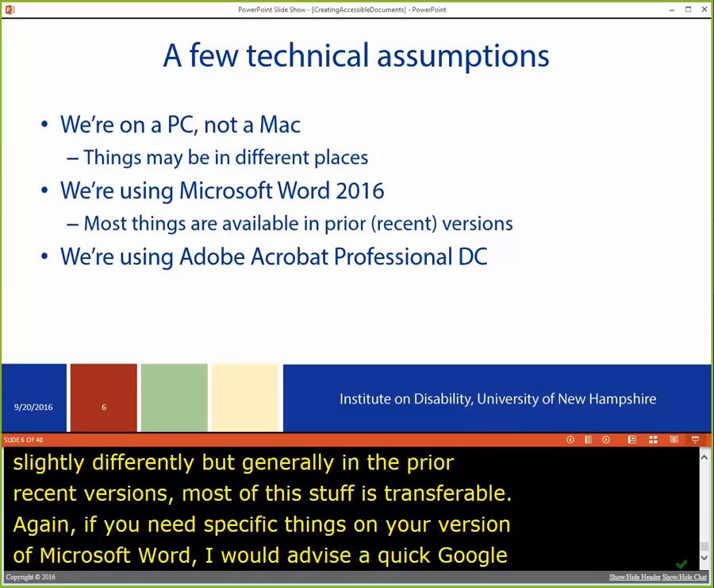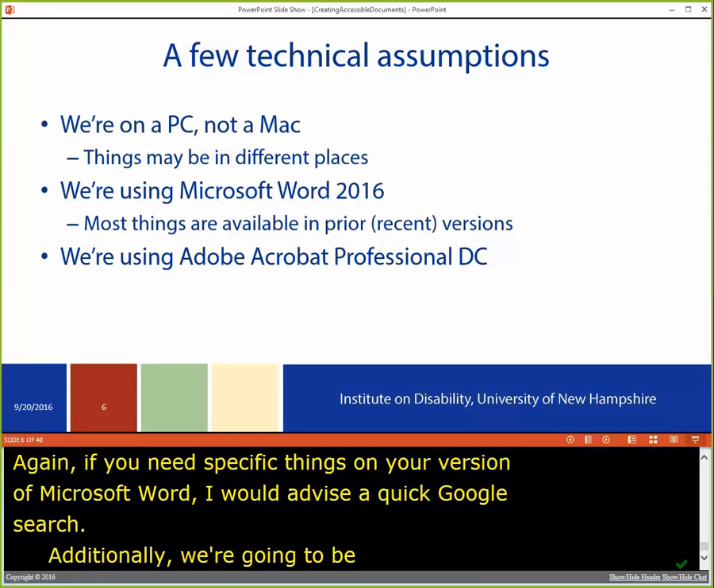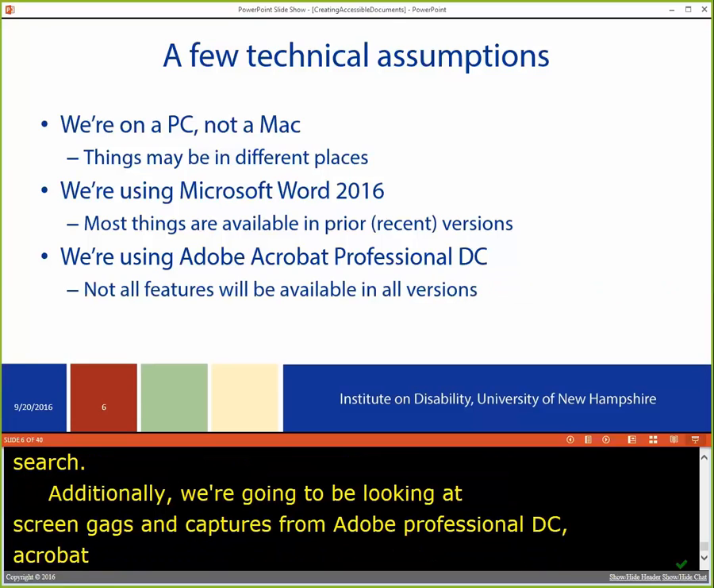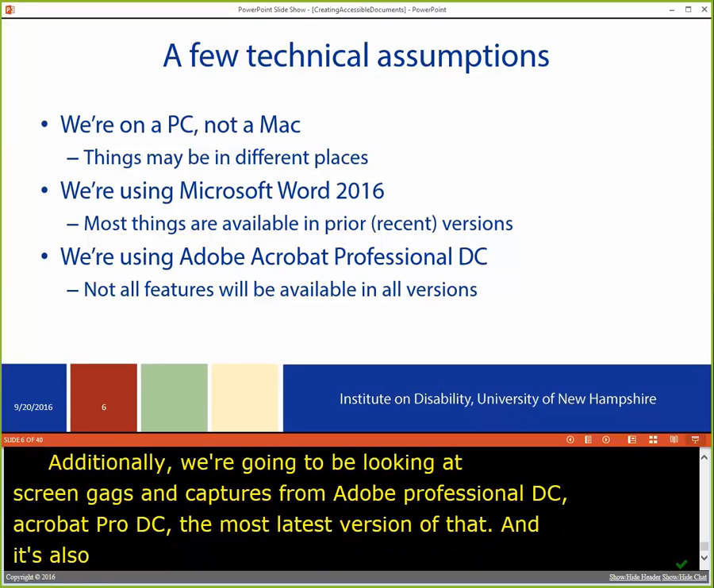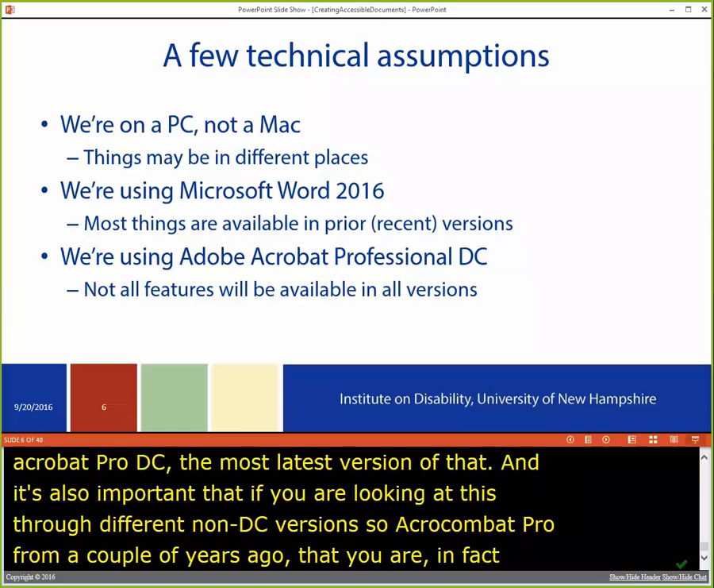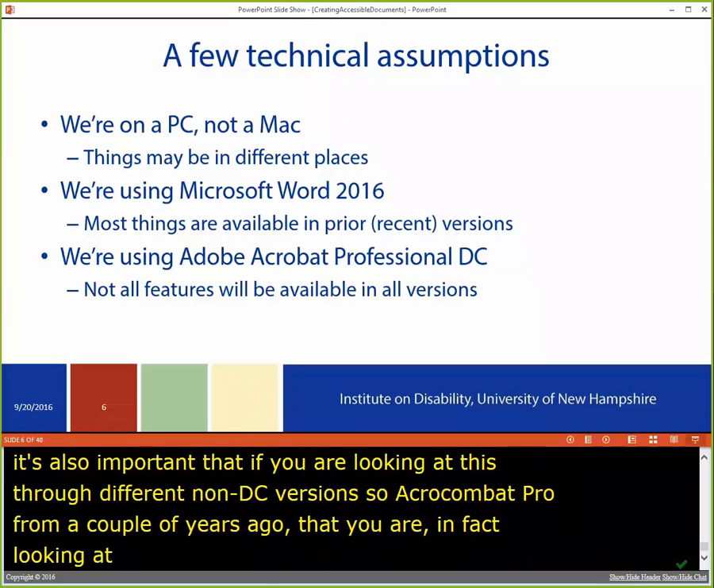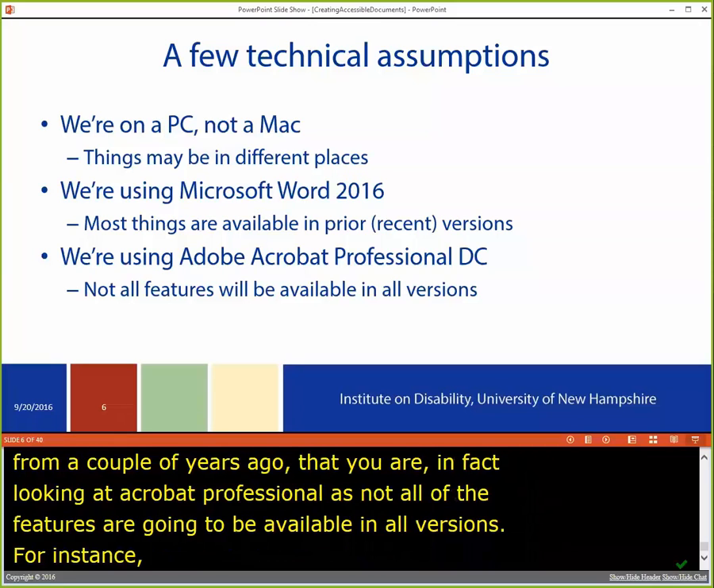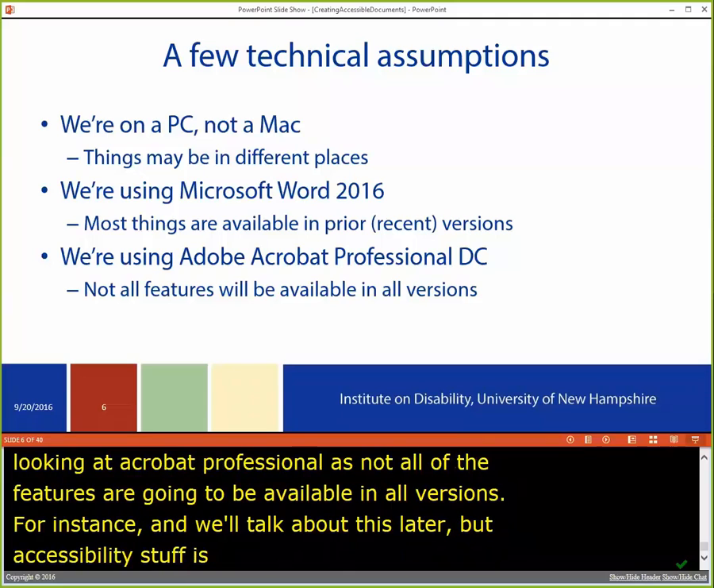Additionally, we're going to be looking at screen grabs and captures from Adobe Acrobat Pro DC. That is the latest version, and it's also important that if you are looking at this through different non-DC versions, so if you're looking at Acrobat Pro from a couple of years ago, that you are in fact looking at Acrobat Professional, as not all of the features are going to be available in all versions. So for instance, and we'll talk about this later on, accessibility stuff is generally only able to be done within the professional version of Adobe Acrobat.